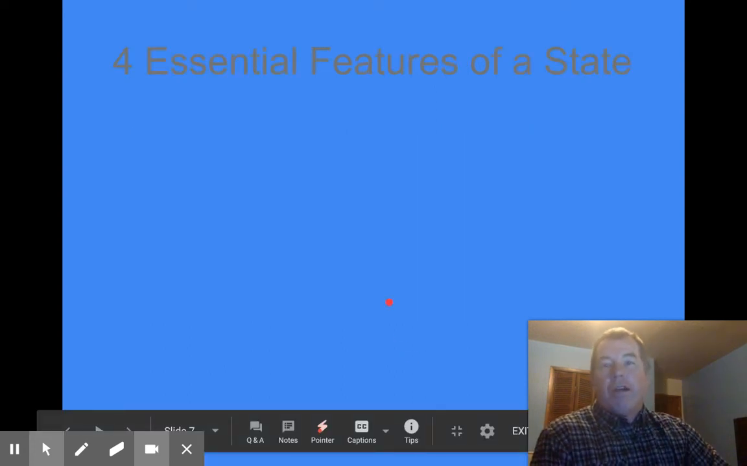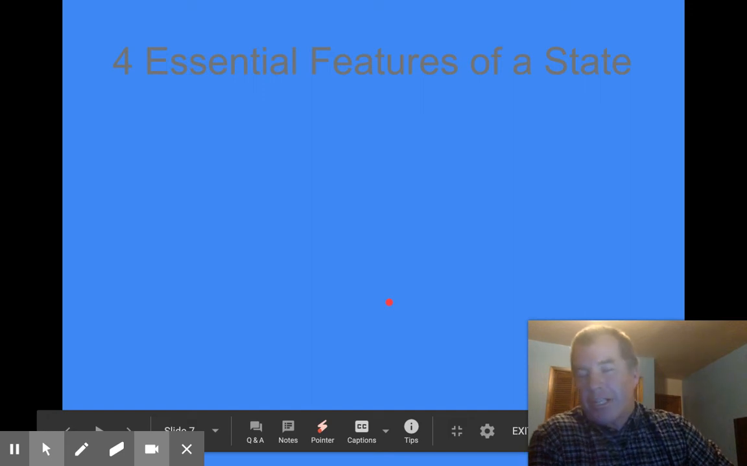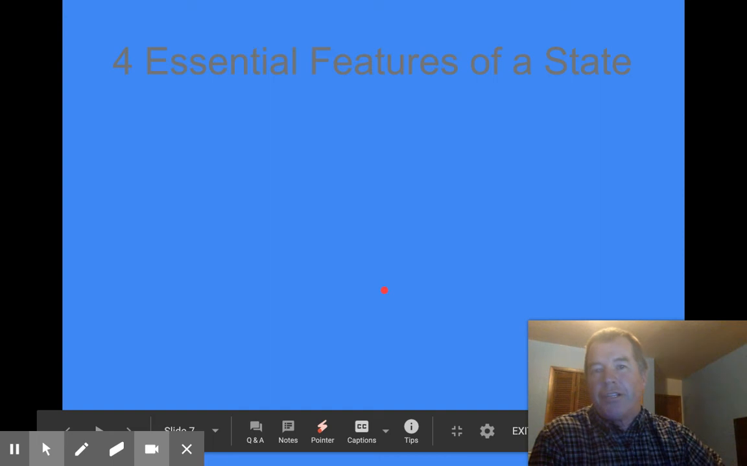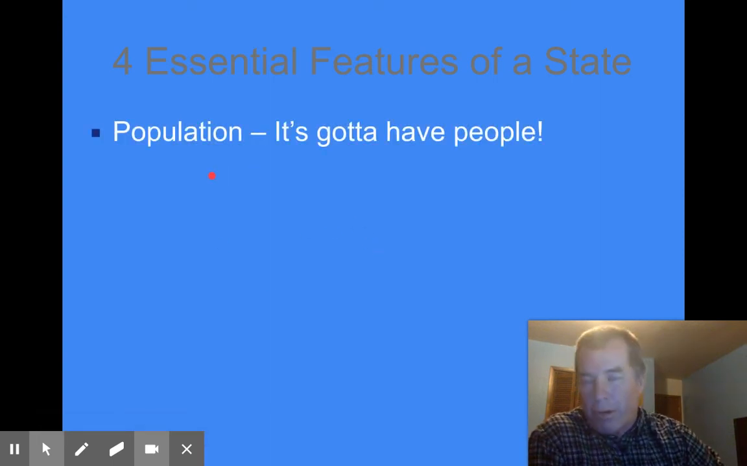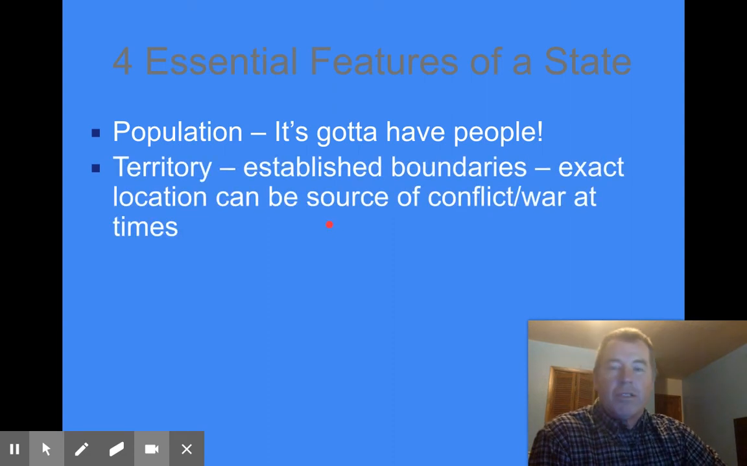Okay. All right. So let me remind you the 4 features. It was actually in the definition of a state above, but here are the 4 essential features of a state. So you can write these down. It's got to have people. One feature is a population. It's got to have a population.